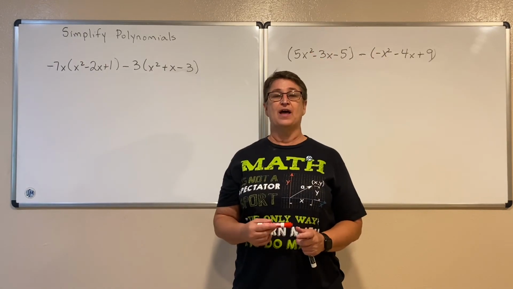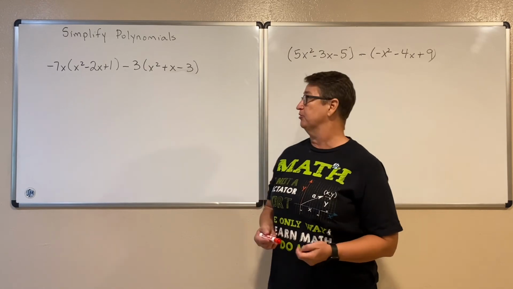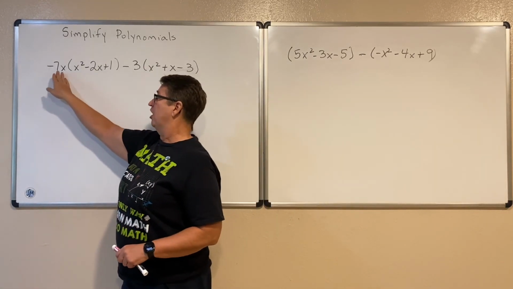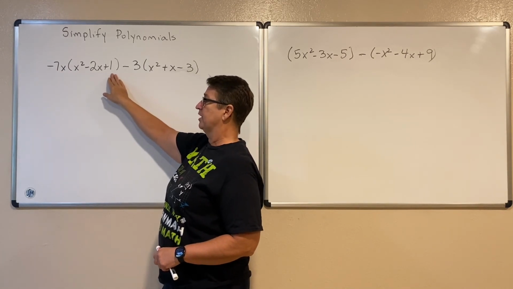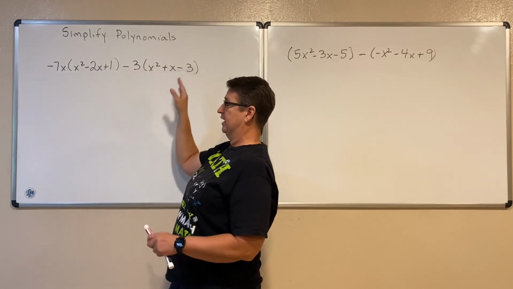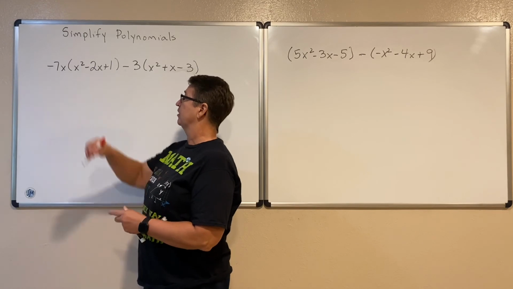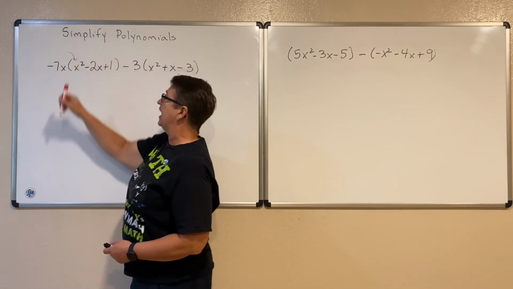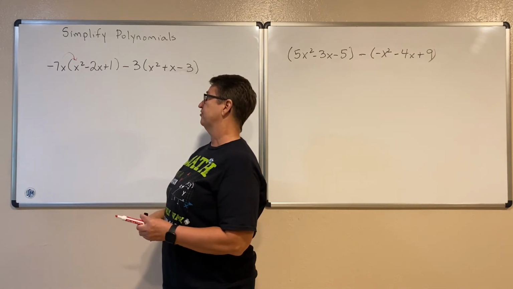We're going to use that distributive property to help us simplify some polynomials. So here I have a number that's being multiplied by another number. And then we're subtracting a number being multiplied by a number. So I'm going to start by doing that multiplication. So I'm going to multiply this negative 7x, and I have to distribute it to each term inside my parentheses.